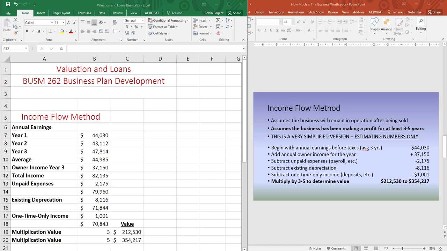Let's take a closer look at valuation and loans. There are two separate ways that we're going to look at for valuation at this point. The first is the income flow method. Use this if you just need to get a quick down and dirty number. Someone makes you an offer and you want to quickly determine if you want to consider it further.